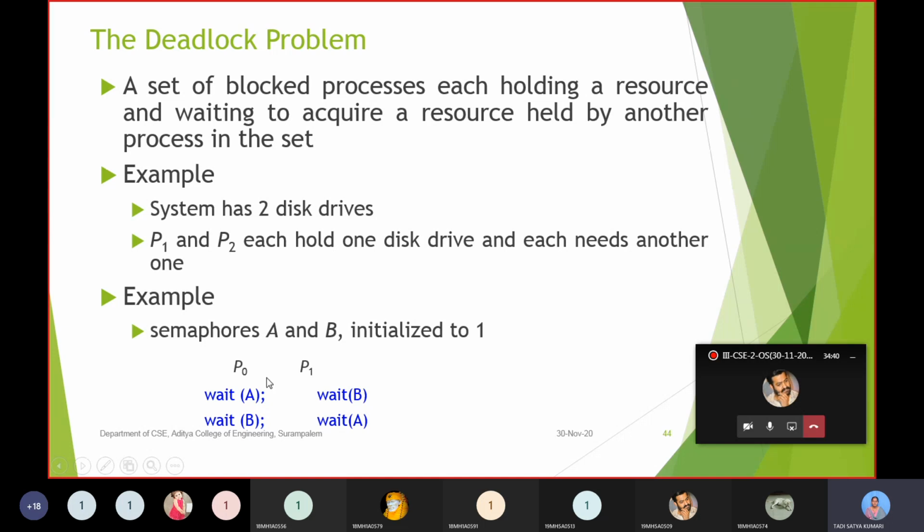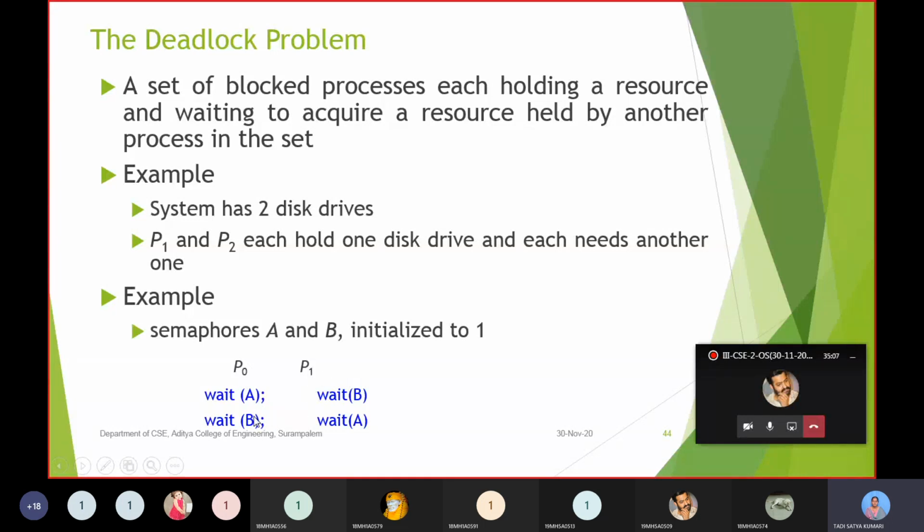Okay. So immediately in the next moment, the process P0 wants to execute the wait operation on B. But P0 cannot do that because the wait operation has already been executed by P1 on the semaphore B. The value of semaphore B is already 0. So the wait operation on the same semaphore cannot be executed by P0, so P0 will go to the waiting state.